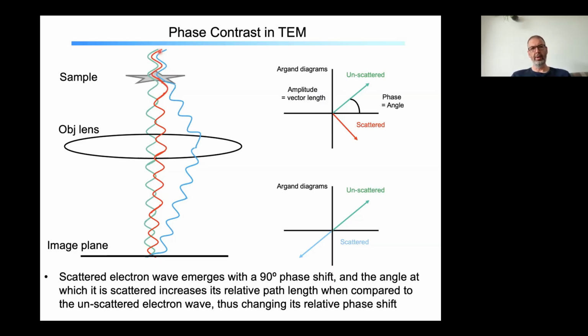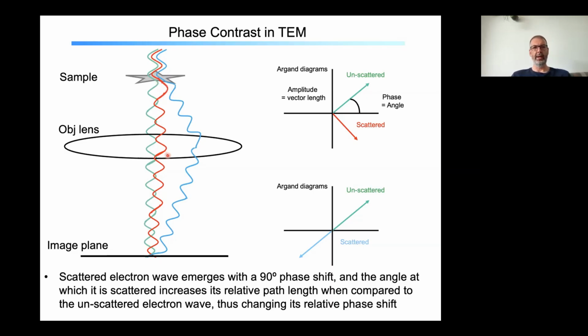With phase contrast TEM, some of the electron wave is scattered by your sample, and the angle at which it's scattered is related to the resolution of the feature that it's scattering from. So at low angles, you get this scattering effect. And the other thing I should mention is that when the electrons scatter from your sample, you get a 90-degree phase shift. So you can see that the unscattered and scattered parts of the wave are 90 degrees apart.